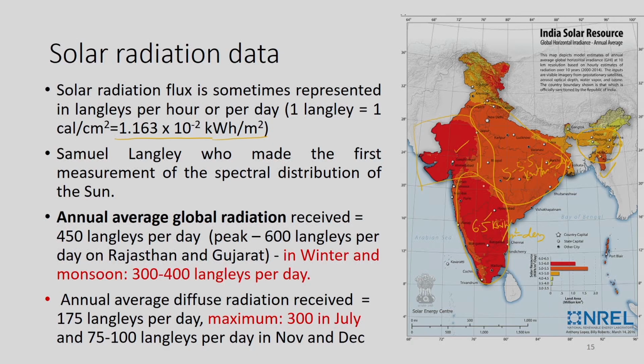So, that way the same product cannot be installed in all the places, because we cannot expect the same efficiency across the locations. So, it is radiation specific. Radiation data we can get from many sources, and we can do our calculations and design our solar components based on the radiation data.